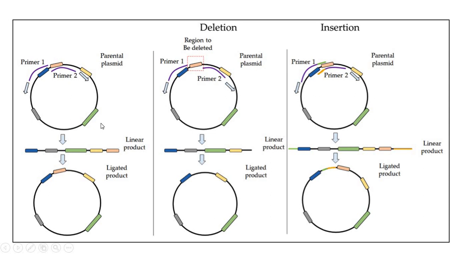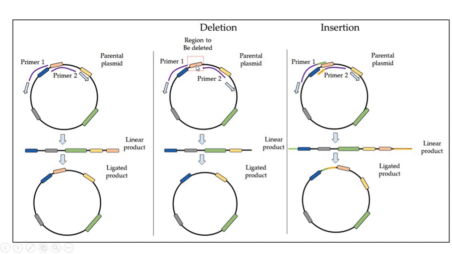So what you do is, if you do not want to make any changes, you will design the primers in a way that they just touch each other. Primer 2 will go in this direction, primer 1 will go in this direction, and it will replicate the whole circular DNA.